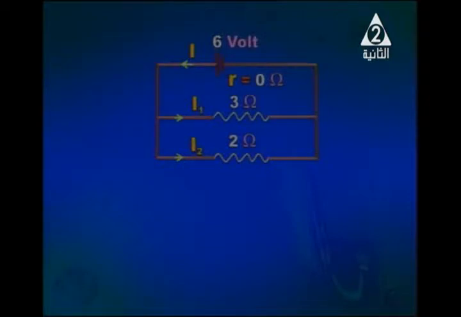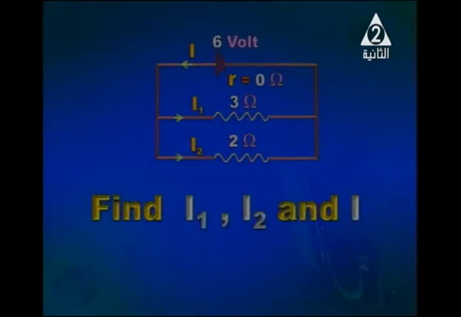Current through the battery is denoted by capital I, and that through the 3 ohm resistor is I1, and that through the 2 ohm resistor is I2. Okay, internal resistance of the battery is equal to 0. This is very important. And we want to calculate I1 and I2, also the total current.